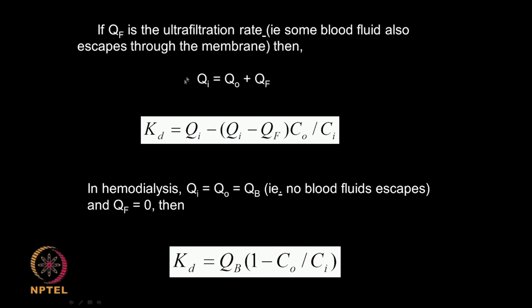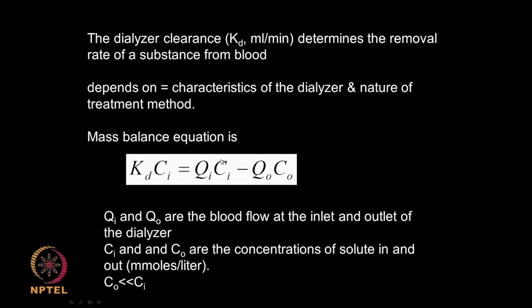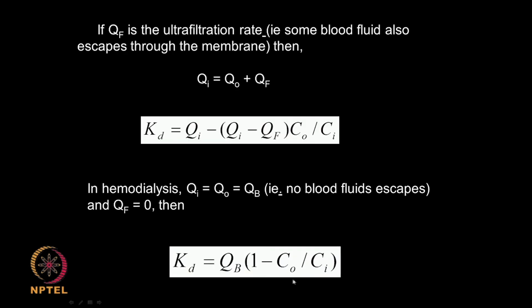If you assume there is some blood that is escaping, then we will have a slightly more complicated equation. But if we assume that there is no blood escaping into the dialysate, whatever blood comes in, the same blood goes out, Qb, the blood flow. So, Kd is equal to Qb into 1 minus C naught by Ci, where Kd is the dialyser clearance in ml per minute. C naught is the concentration of the solute going out of the dialysis unit, Ci is the concentration of the solute entering the dialysis unit, and that is called the clearance.